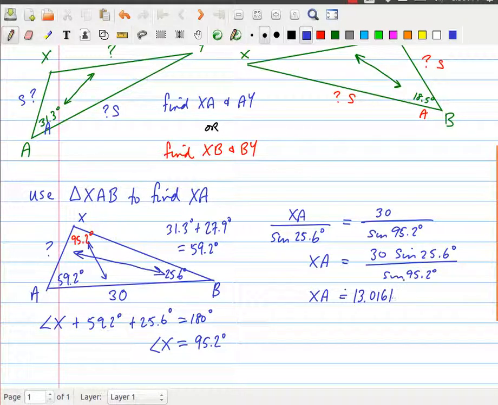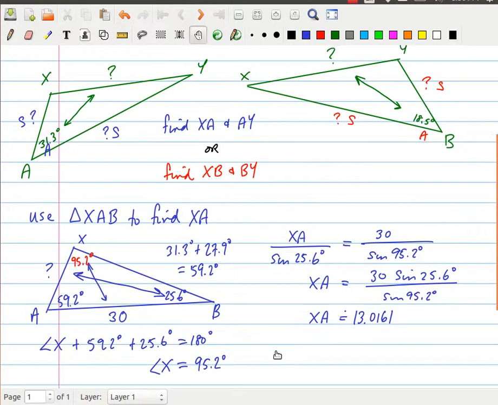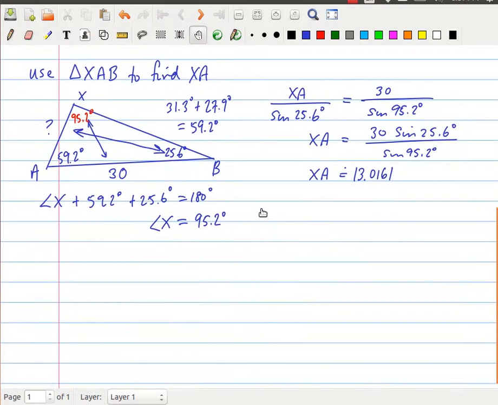13.0161. So I'm keeping 4 decimal places. That should be sufficient to preserve whatever level of precision I need for this question. So now I have found XA. That's one of the things that I need. I need one more thing. I think I'm going to run out of room. Oh, I should be able to get my second triangle in here at least.